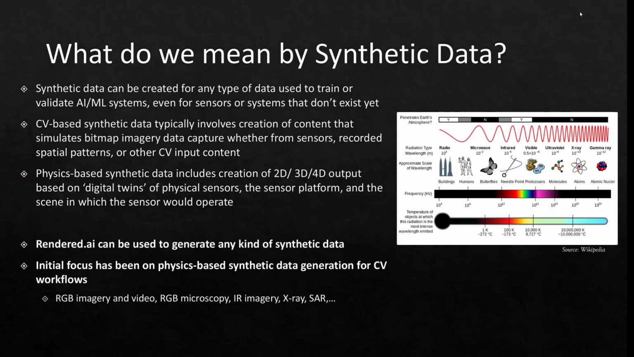Rendered AI can technically be used to generate any kind of synthetic data, but our initial focus has been on physics-based synthetic data generation for CV workflows. Typical output from the Rendered AI platform includes 2D imagery, 3D models, additional 2D and 3D content, metadata, and annotation that is used to train AI models.